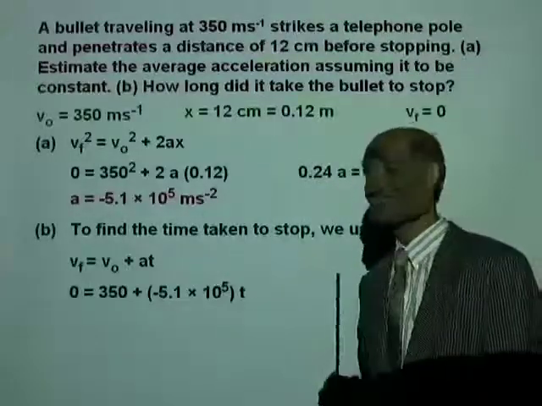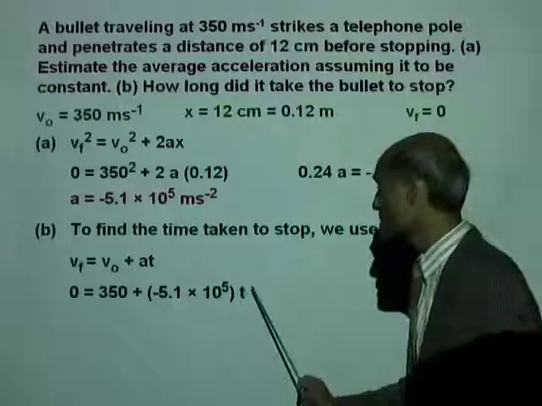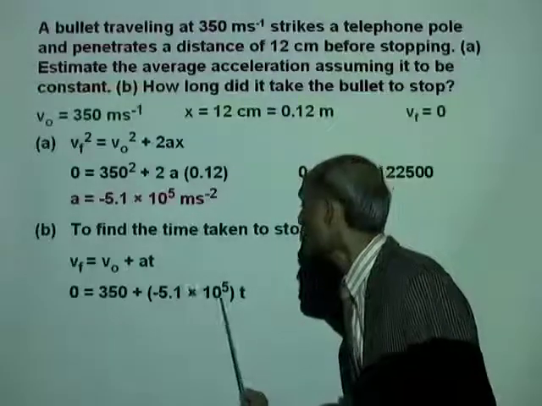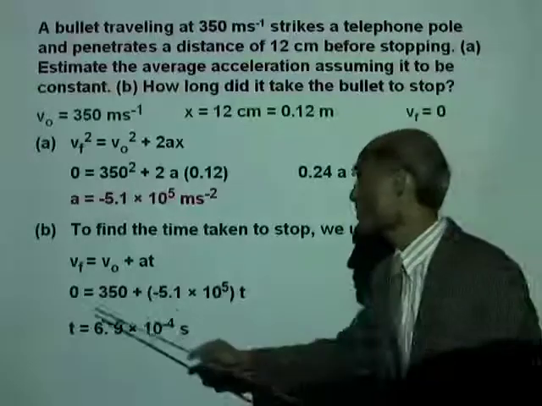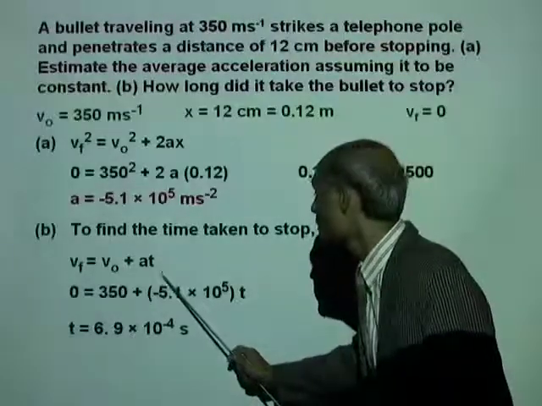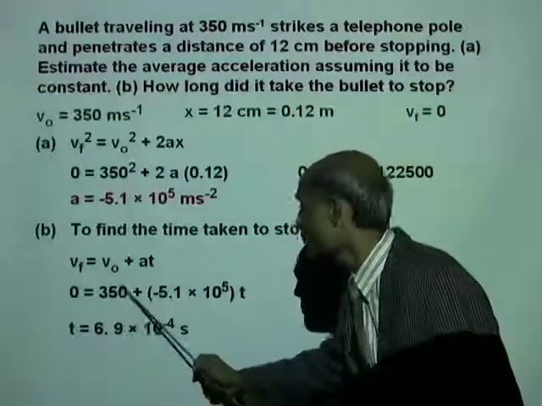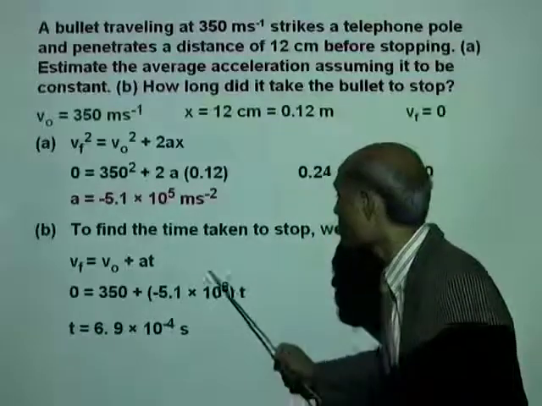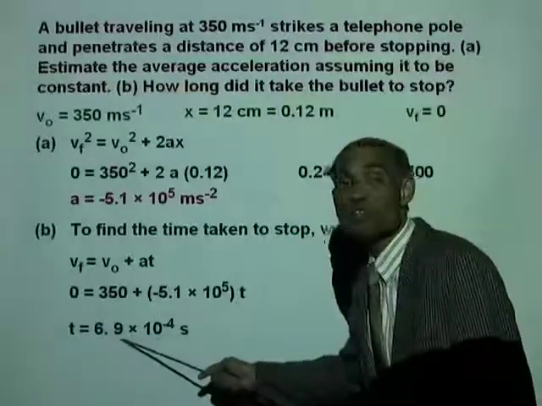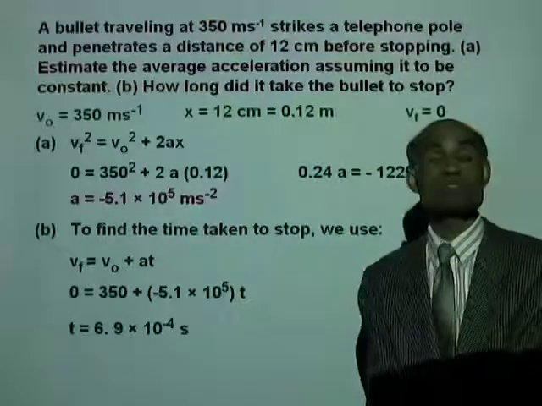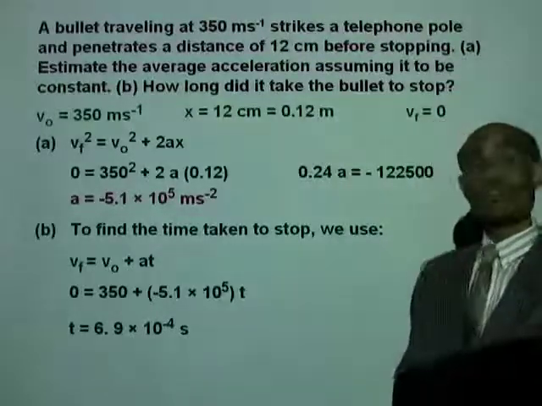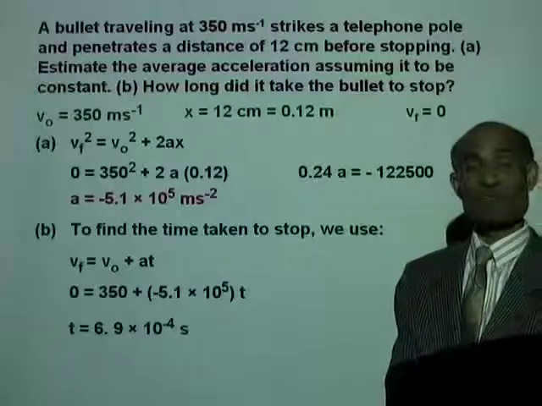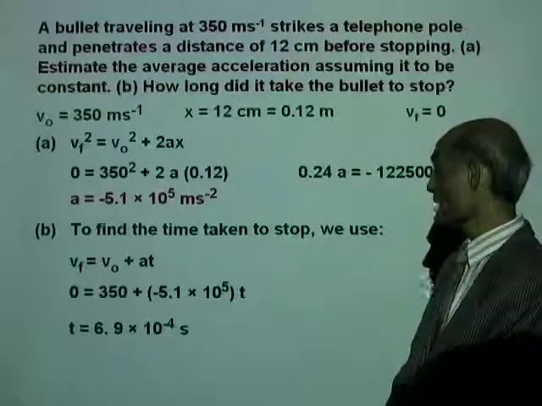Can you calculate that time? This is a negative quantity, which when you take it to the left becomes positive. And so T equal to, you can see 350 divided by this number, which gives you a very small number. T equal to 6.9 times 10 to the negative 4 second. Is that right? It's a very small amount of time.